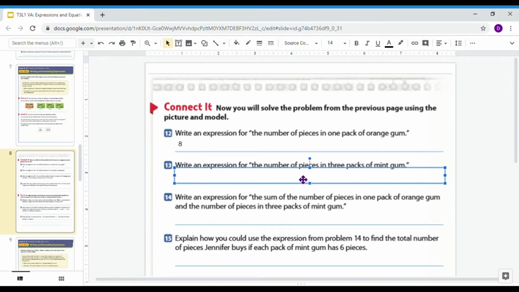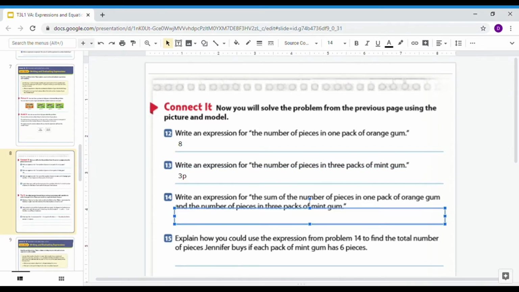Write an expression for the number of pieces in 3 packs of mint gum. So if you're looking back on page 102, I have 3 packs of mint gum and each pack has P pieces. So I'm going to write down the term for this as 3 times P, because I know that each pack has P pieces and I have 3 packs. So if I multiplied 3 by the number of pieces in each pack, I would get the total amount. So now I'm going to put those 2 together.